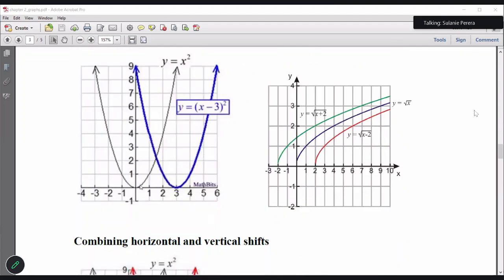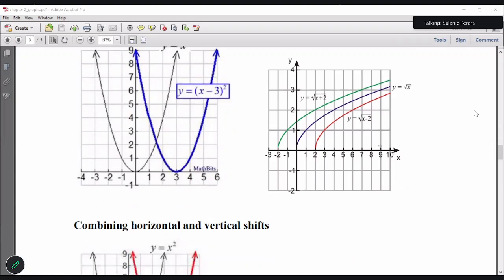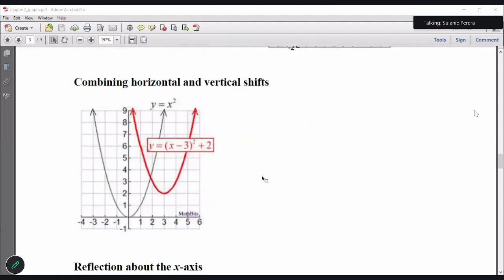So here again you have another graph, y equals x minus 3. If it is minus, you move 3 to the right. And here again, y equals x squared. If you say x minus 2 squared, it is 2 to the right; x plus 2 squared is 2 to the left. Then we have combining vertical and horizontal shifts.